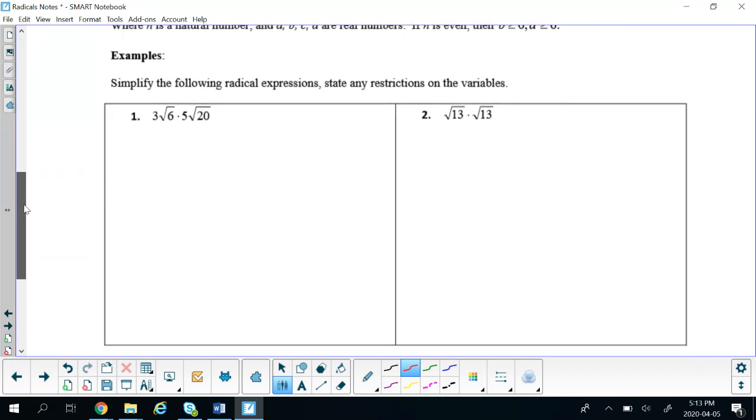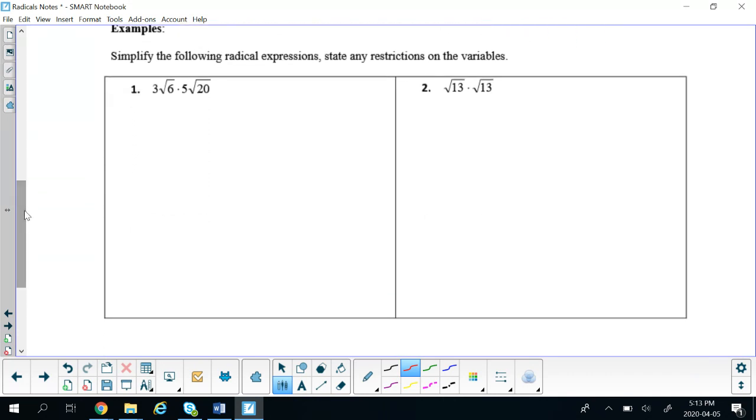Let's do a first example on multiplying radicals. So you have 3 square root 6 into 5 square root 20. So here we're going to multiply the coefficients first, 3 and 5, and then we know that the index is same for both the radicals. The index is 2, so we can just multiply the radicands. That is, we can multiply 6 and 20.